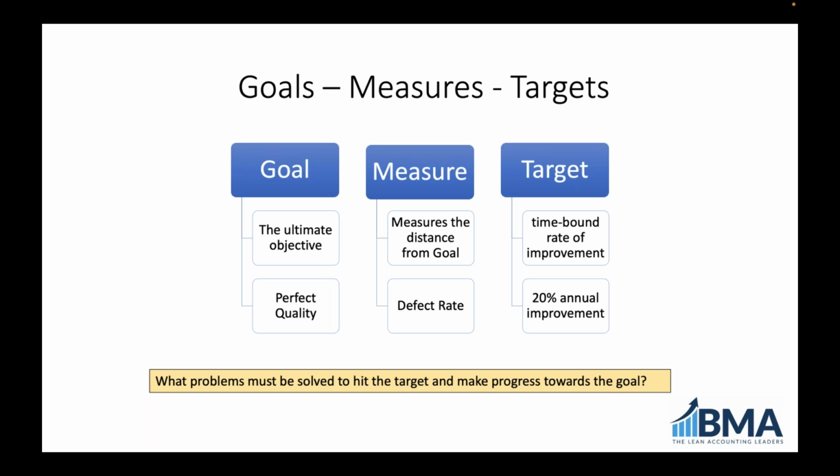Okay, what problems must be solved to hit the target? What problems must be solved to make progress towards the goal? And how do lean practitioners talk about this? That's what continuous improvement is.